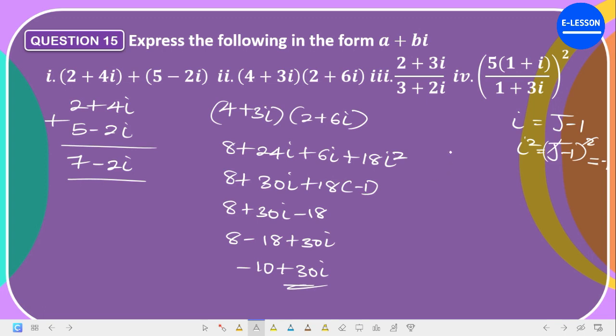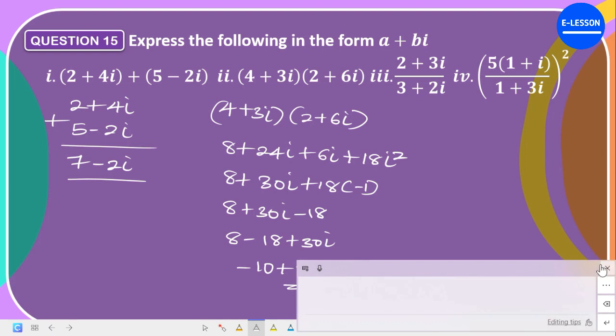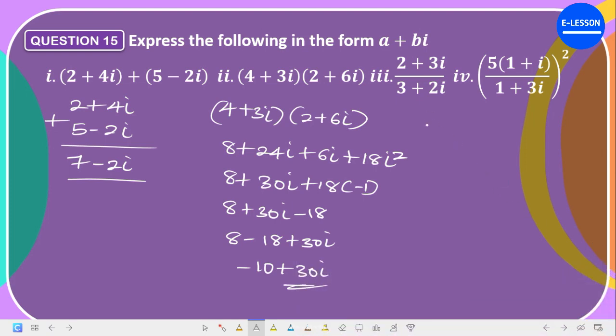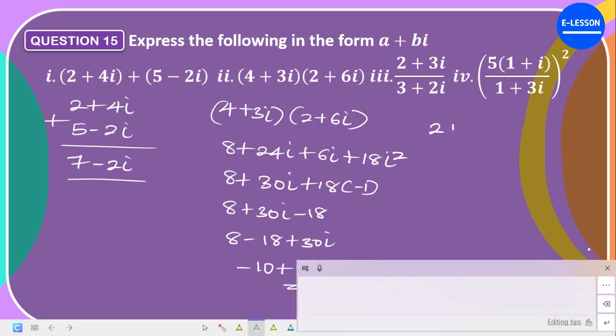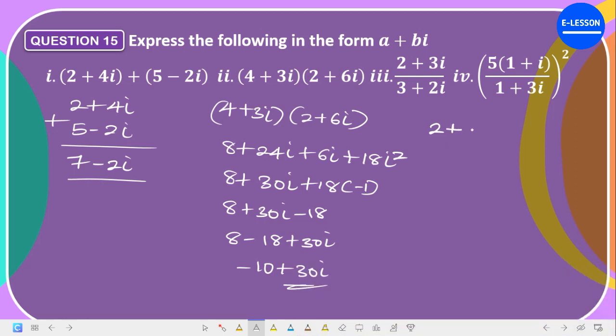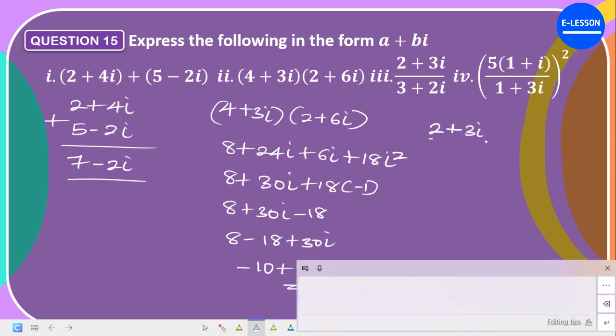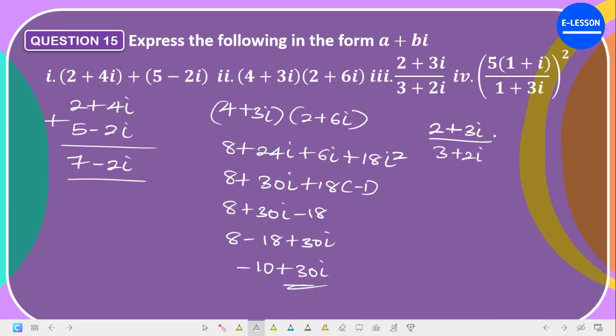So let's take the next one. The next one is somehow very crucial to our understanding of this stuff. I've done something like this before. Whenever you have something like this, it's going to give us 2 plus 3i divided by 3 plus 2i. Are we getting it? Now, for you to express this in this form, you must rationalize. When I say rationalize, it means divide both up and down by the conjugate of what you have here.